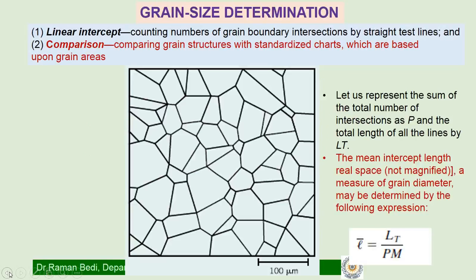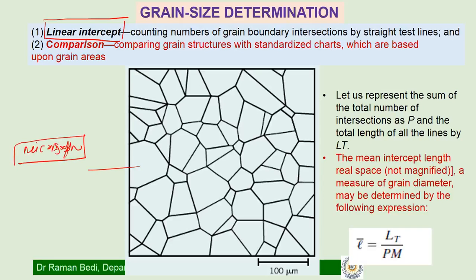Now coming to grain size determination, how do you determine the grain size? I will briefly explain it. One of the methods that I am explaining here is called the linear intercept method. What you observe here is a hypothetical micrograph.